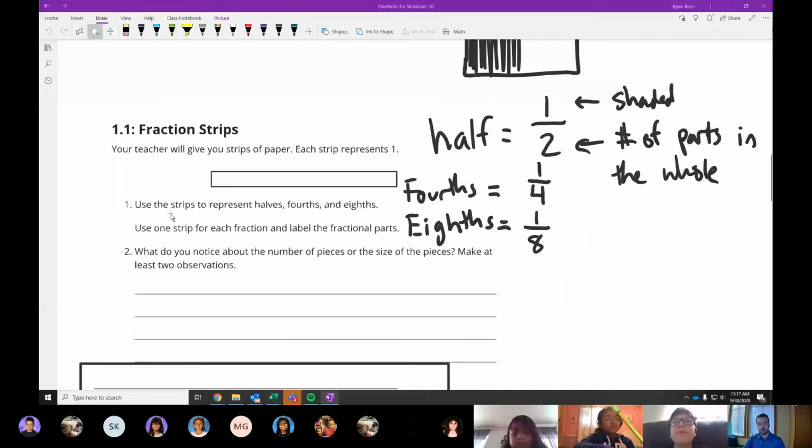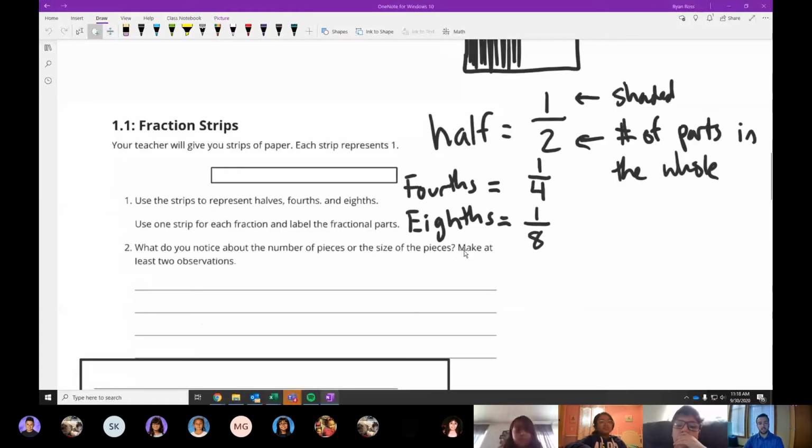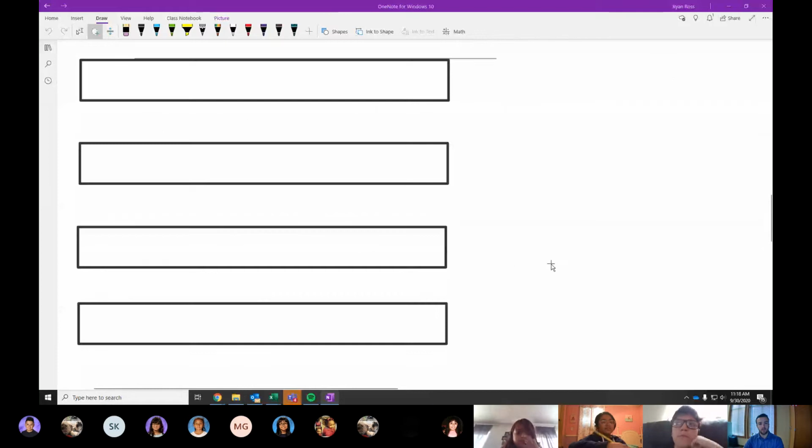So when it says use the strips to represent halves, fourths, and eighths, these are the fractions it wants. So we want to cut it up into halves, we want to cut it up into fourths, and cut it up into eighths. Okay, so let's move down into our rectangles down here that we drew. And what I want us to do first and foremost is on this first rectangle, I want you to put a big fat 1 right in the middle, because that's our reference unit.